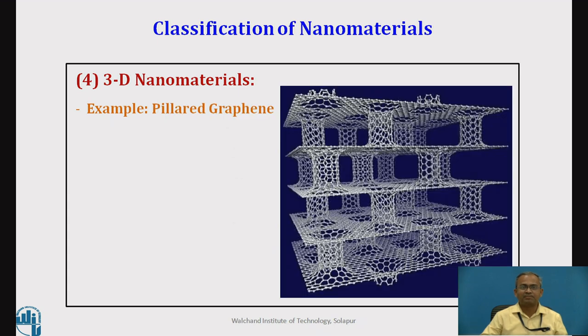The next example of three-dimensional nanomaterials is pillared graphene. Pillared graphenes are hybrid nanomaterials that consist of graphene sheets spaced apart using molecular pillars such as carbon nanotubes or other nanostructures. In the near future, these nanostructures will have wide applications in the storage of hydrogen fuel.